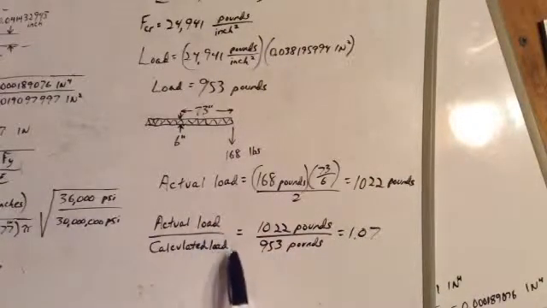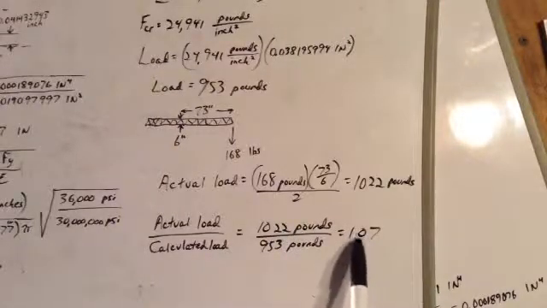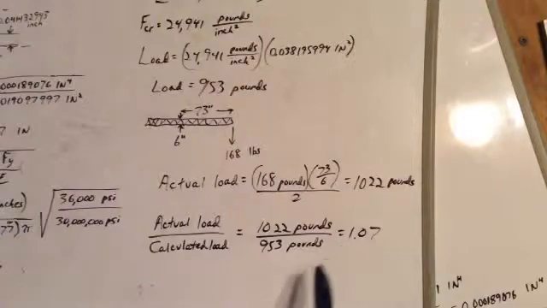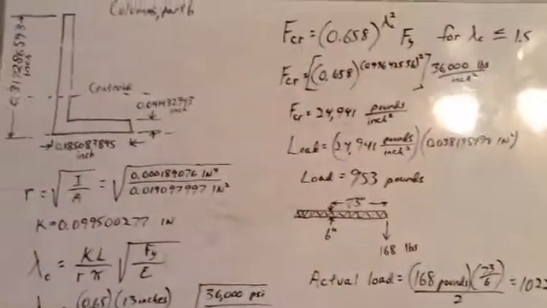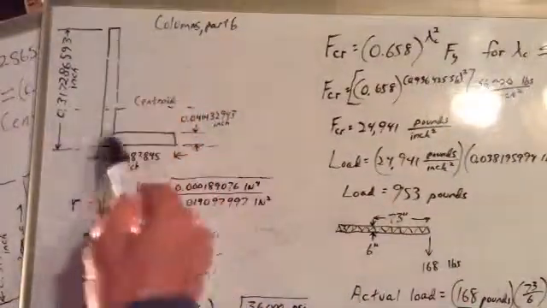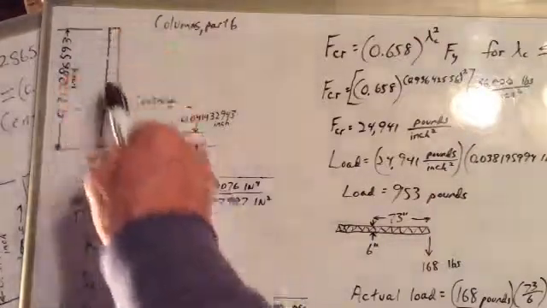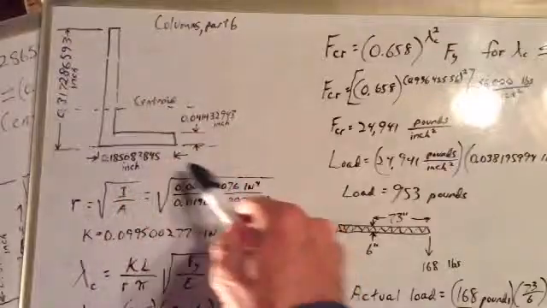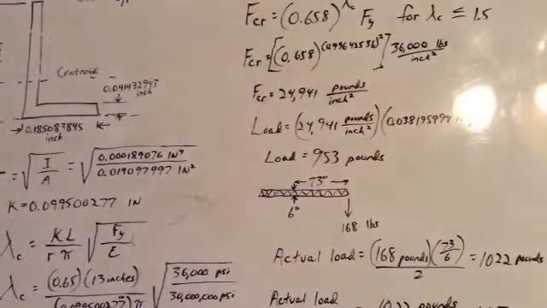So the actual load divided by the calculated load was 7% more. It actually withstood 7% more than this formula said it should, but we should expect it to be a little stronger because we used a square L to do our calculations. And we actually had a curved one, which was a little more vertical and a little more horizontal. So we'll get back with the rest of this in part 8.